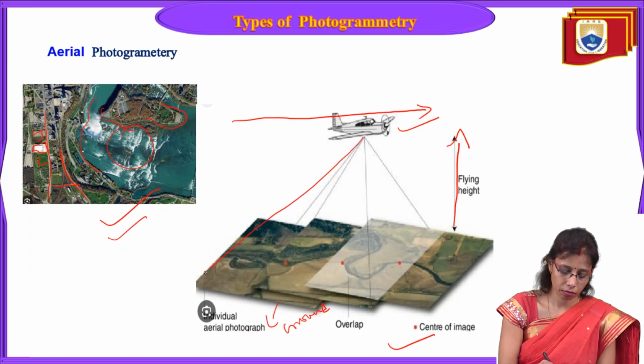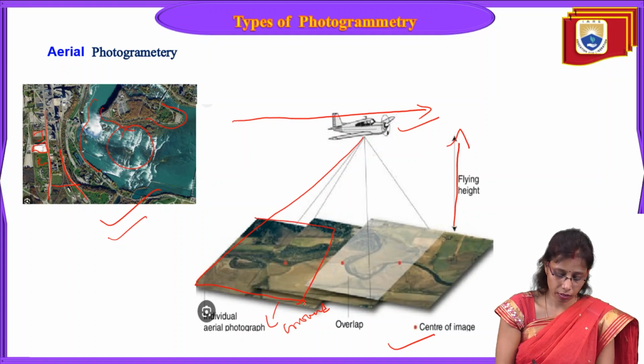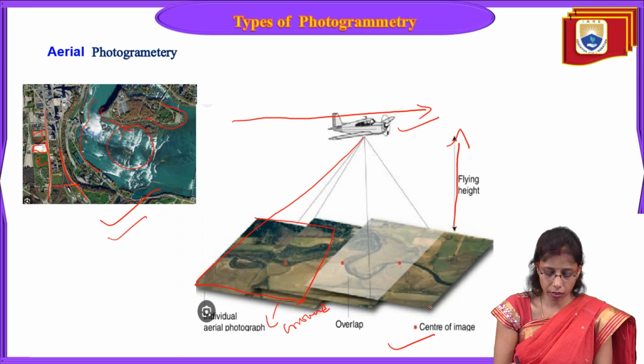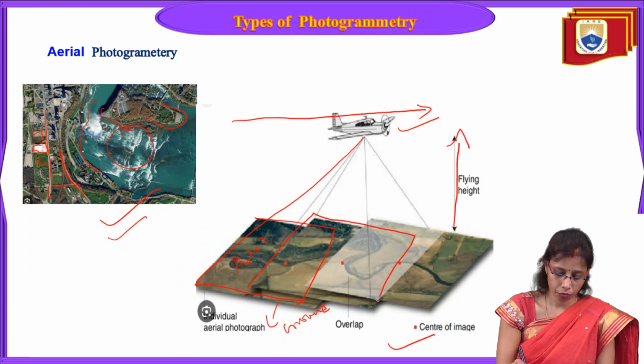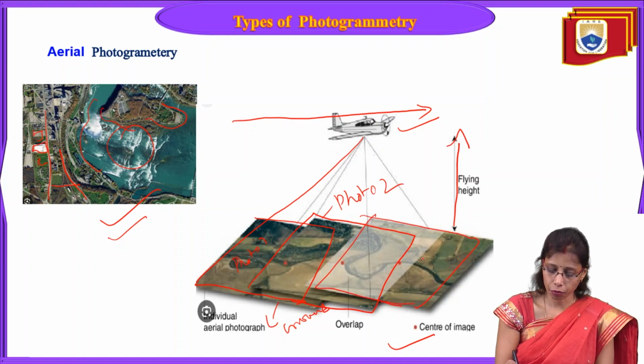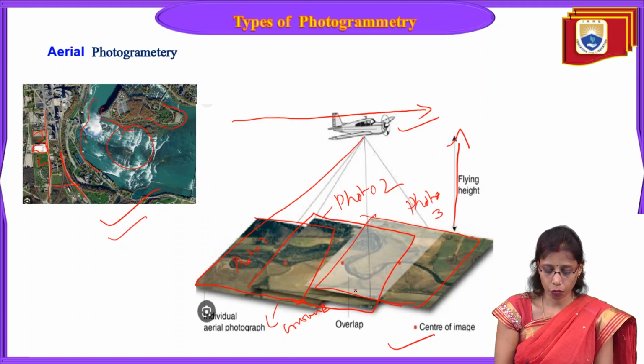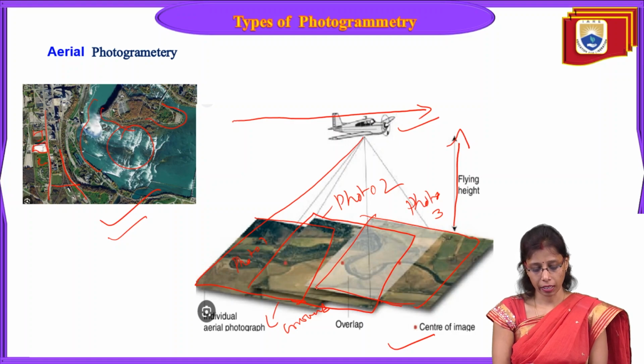Suppose one photo it has clicked here. This is photo number 1. We can see here we have an overlapping photo. So we have photo 1, now we have photo 2, right? And we have photo number 3. So it has clicked 3 photos: photo 1, photo 2, photo 3 with an overlapping area.